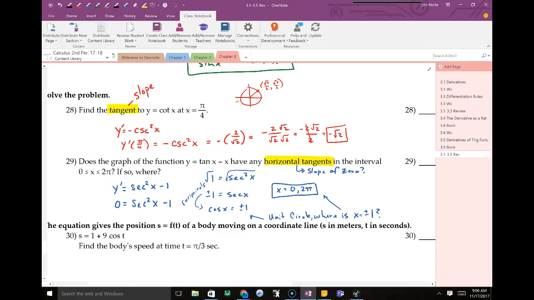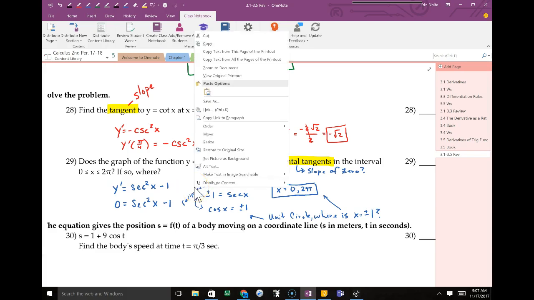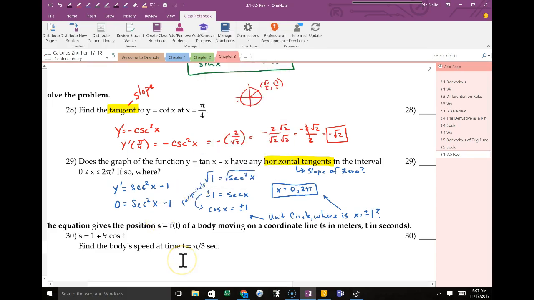So we add 1, we take the square root, and you get secant of x equal to plus or minus 1. I don't like working with secant, so I reciprocated it. The reciprocal of secant is cosine. I also had to reciprocate my 1s. Reciprocals of 1s are still 1. So now I'm using my unit circle, looking for where the x value is 1 or negative 1. And we should get 0, pi, I forgot my pi, is negative 1, and 2 pi. So 3 spots.